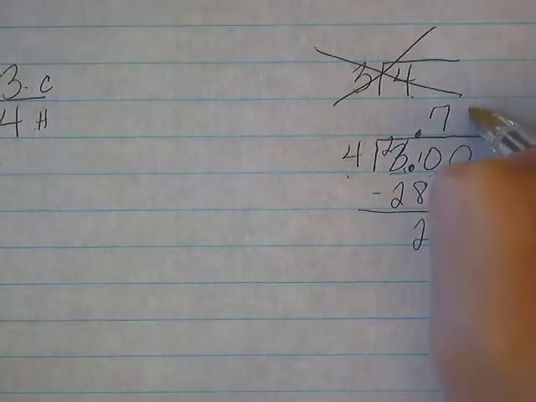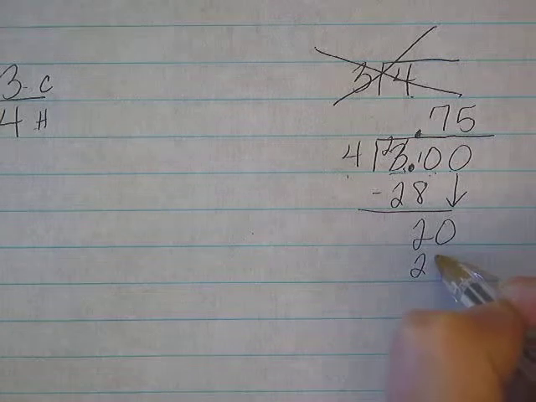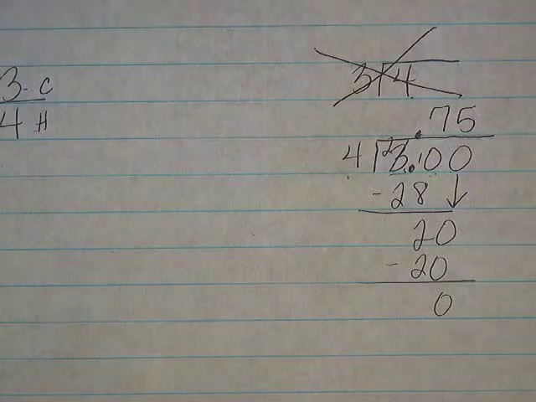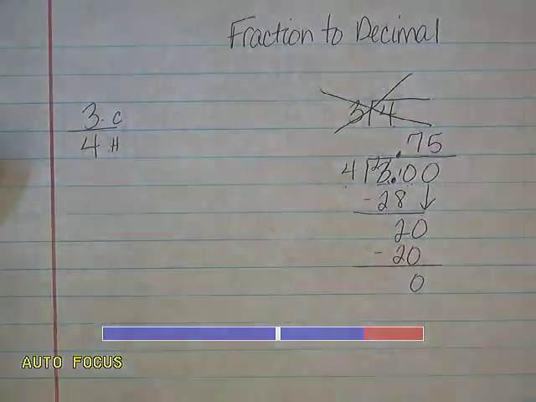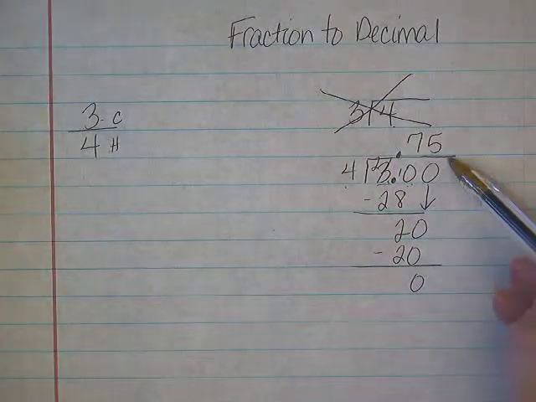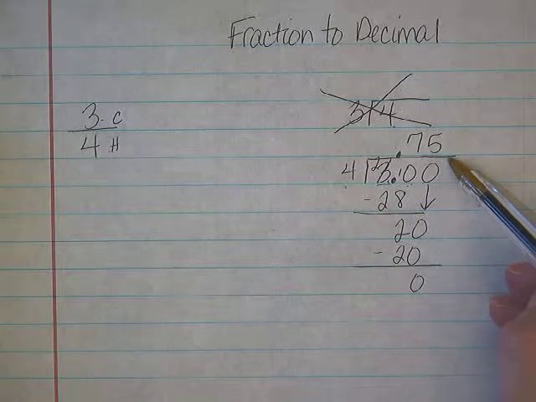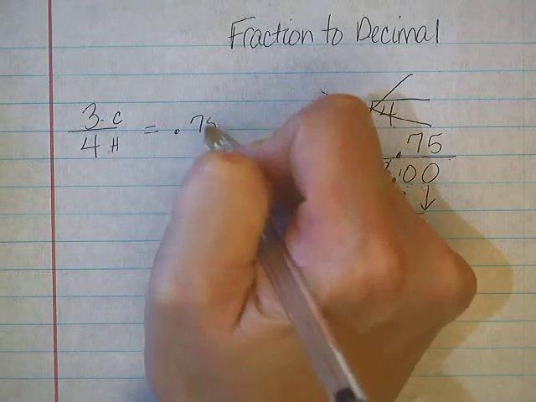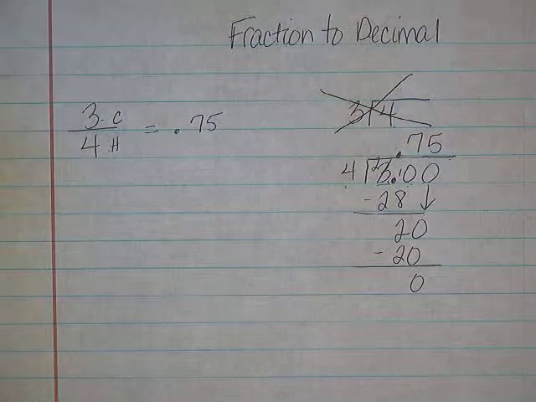So then we're going to add another 0. Bring it on down. 4 goes into 20 5 times. 4 times 5 is 20, so we're going to have nothing left. So we have just taken 3/4 and converted it to a decimal by dividing with the horse and cowboy method. So 3/4 is the same as 0.75 or 75 hundredths. Pretty simple because most people already know 0.75, 75 hundredths, that's like 75 cents.